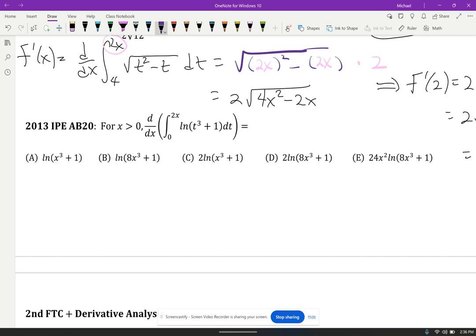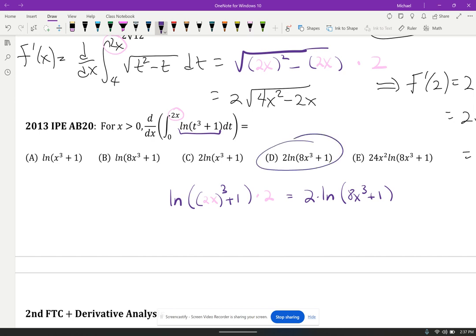But here we know that if we take the derivative of the integral, they're going to undo each other. And I'm just left with the inner function, the natural log of something cubed plus 1. But what is that something? Well, it's whatever my limit of integration is, that is a variable, but then I need to multiply by the derivative of the inside, which is 2. And so therefore, this becomes 2 times the natural log of 2x to the third. That's 2x times 2x times 2x. I believe that's 8x to the third plus 1. And I believe that's going to be letter D. So if you tried 2013 and you got letter D, you are correct.